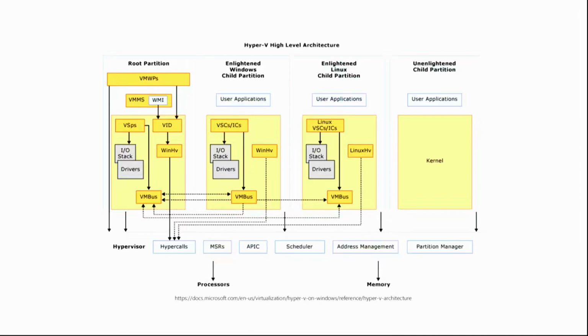VM bus is the virtual machine bus, and it's one of the main mechanisms for inter-partition communication. And in short, it is a virtual bus device that sets up some channels between the guest and the host, and these channels provide a capability for sharing data and setting up synthetic devices. An unenlightened partition basically has no awareness that it is running on Hyper-V, and any hardware access will need to be emulated.